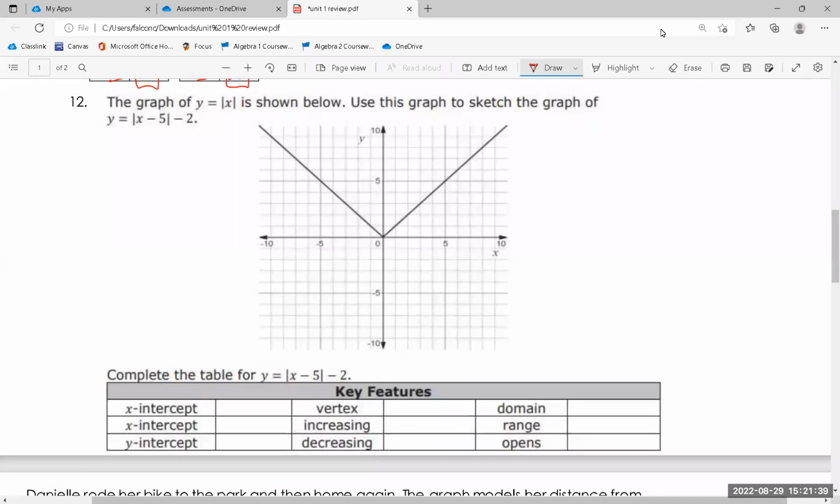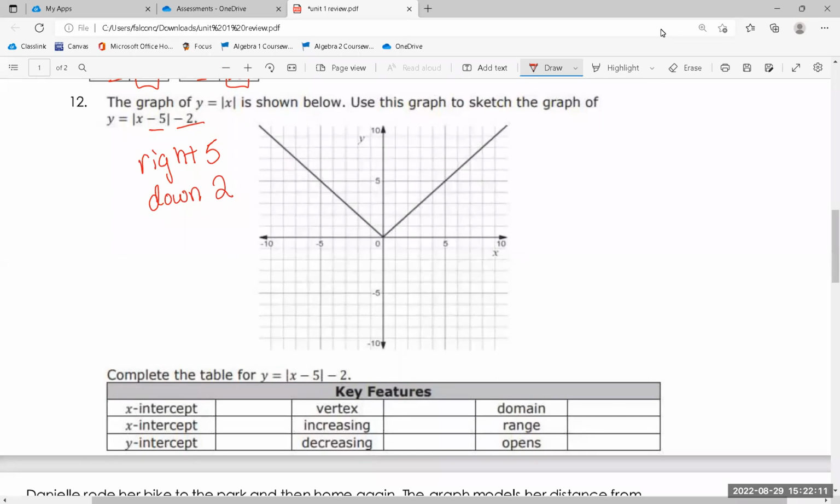This is an absolute value graph, and we're going to use this graph to sketch the graph of the parent function, absolute value of x. They want us to sketch the new graph. So thinking about this, if I'm subtracting a 5 inside my absolute value bars, that means we're going to the right 5. And then if I'm subtracting 2 on the outside of the absolute value bars, that means we're going down 2.